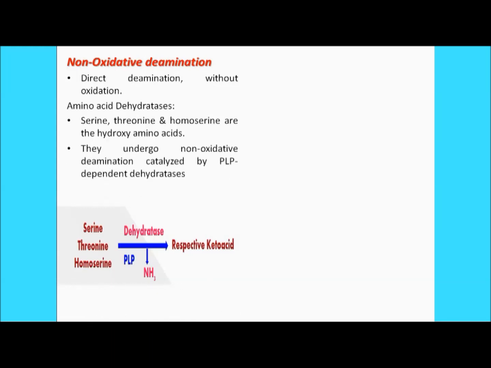Now amino acid dehydrogenase is the enzyme which is responsible for the process of non-oxidative deamination. This is the amino acid dehydrogenase, right? So we are taking here the example of 3 amino acids: serine, threonine, and homoserine. These are the hydroxyl amino acids. Now when the dehydrogenase acts on these amino acids, you will find a liberation of ammonia along with the formation of the respective keto acids.